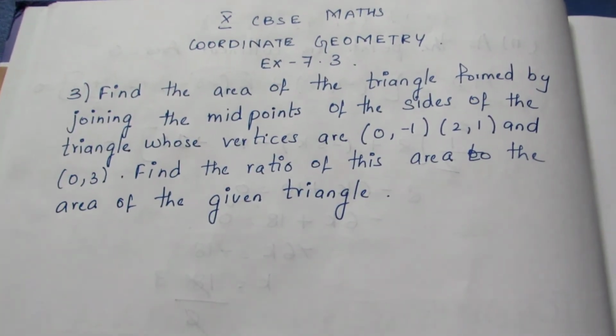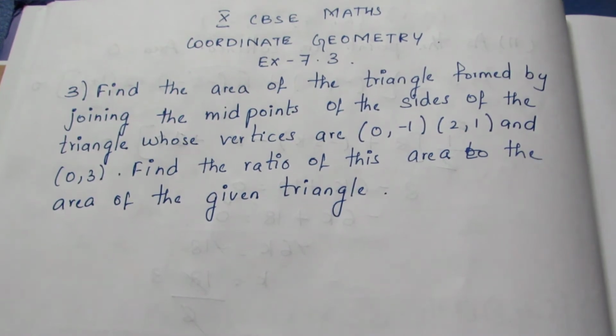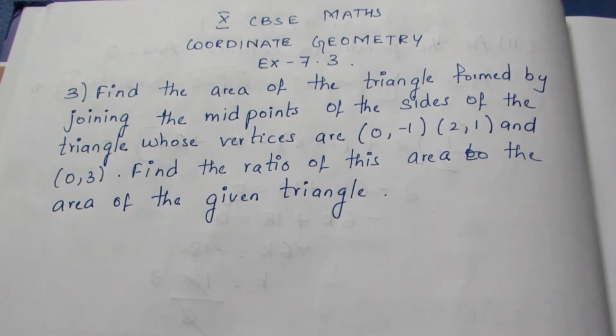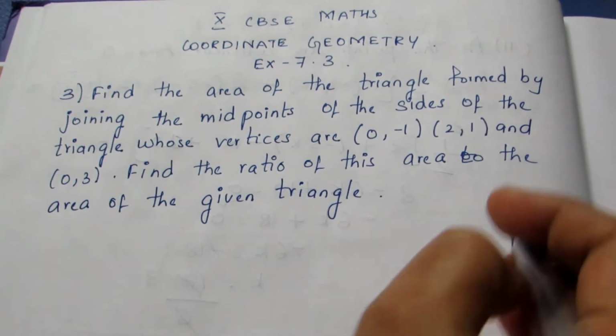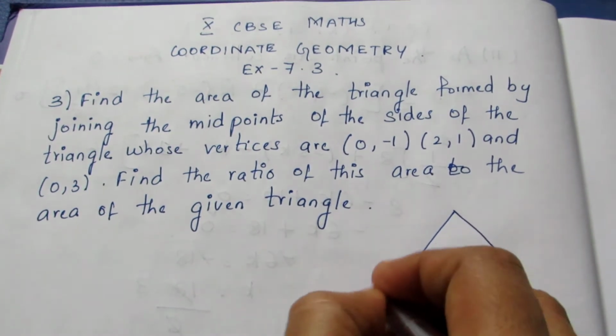Today we are going to see 10 CBSE Maths Coordinate Geometry Exercise 7.3 third sum. Let's see the question. Find the area of a triangle formed by joining the midpoints of the sides of a triangle whose vertices are (0, -1), (2, 1) and (0, 3). So they have asked us to find the area of a triangle, not of the given vertices.